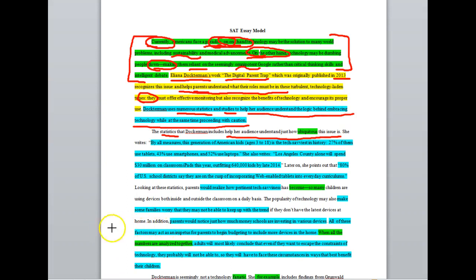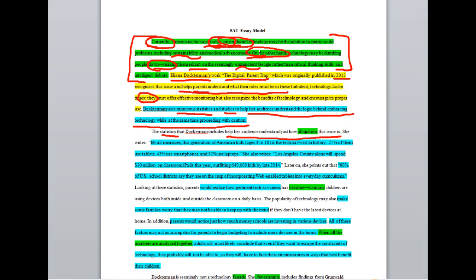In addition, parents would notice how much money schools are investing in various devices. Again, we have a great transition. All of these factors may act as an impetus for parents to begin budgeting to include more devices in the home. Again, another transition. When all the numbers are analyzed together, adults will most likely conclude that even if they want to escape the constraints of technology, they probably will not be able to. So they will have to face these circumstances in ways that best benefit their children.